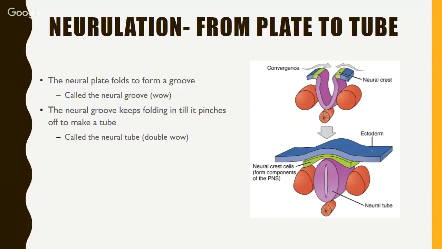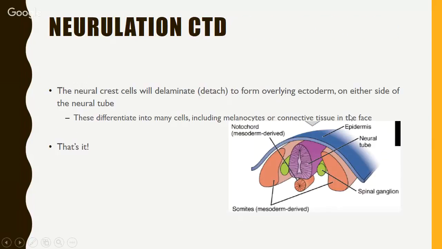Sure. So if you have a look here, the purple and green bit is all neuroectoderm, but only the purple bit will form the neural tube. Now the green bits will come off here, and then they'll slide off to the sides, and that's the neural crest cell. Does that make sense?